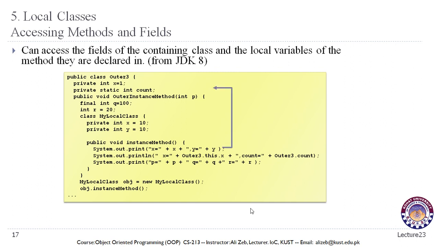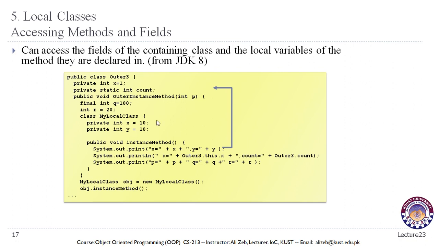So we can have an outer class, Outer3, with some of its members, static and private, and then we have a method, and we have declared a class inside this method. As we can see, we do not need to specify any access modifier with this class, since this is local to this method.